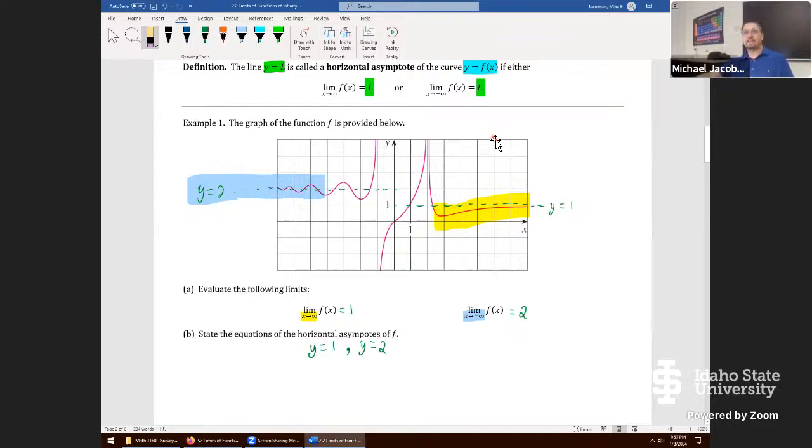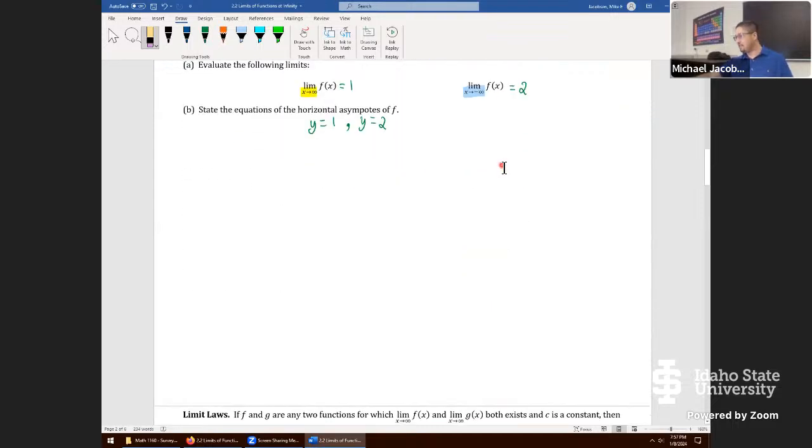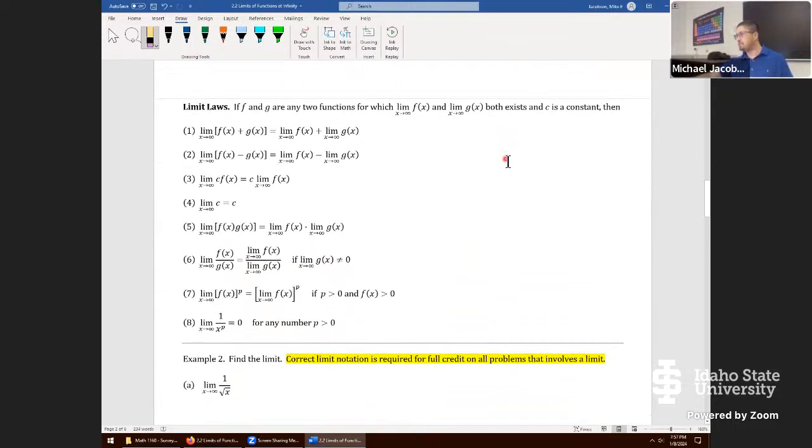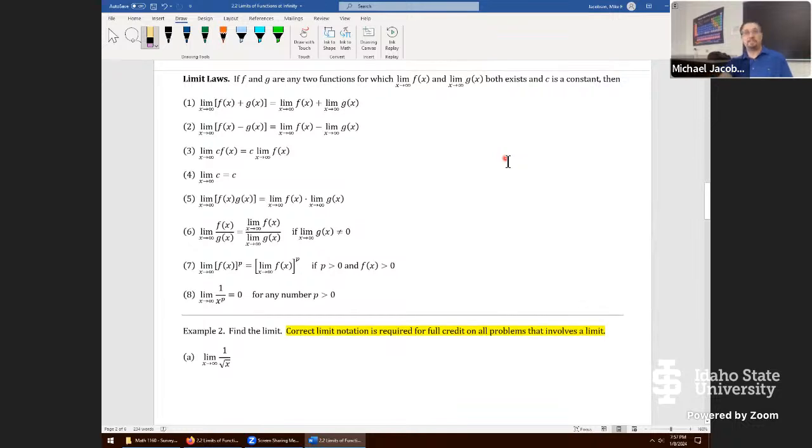Well, let's take a look. We've got a good 18 minutes. And this next question is, well, it doesn't look fun, but it's not as bad as it looks when you take a look at this. These are the limit laws, and what they're telling you is, these are the properties you can take for granted when you go to calculate limits.